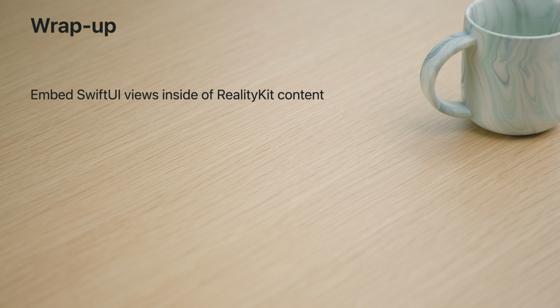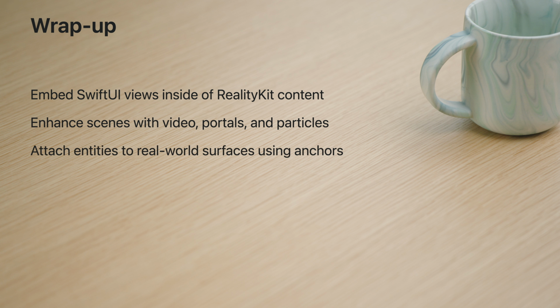From portals and particles to anchors and attachments, RealityKit provides many features that let you build immersive experiences. Let's summarize everything that we went over in this session. Attachments in RealityView let you embed SwiftUI content inside of your entity hierarchy so that you can place UI elements alongside 3D elements. Video player component, portals, and particle effects let you add dynamic elements to enhance your scene in RealityKit. Finally, anchors let you attach 3D content to real-world surfaces, such as your floor or wall.